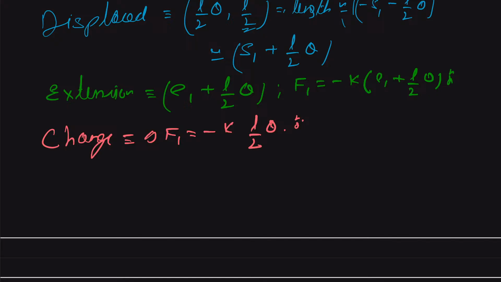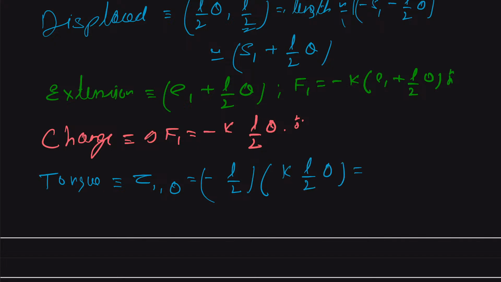Therefore we can say our torque tau 1 with respect to theta will be equal to minus L by 2, and this comes as our K L by 2 theta, giving us minus K L square by 4 times theta.